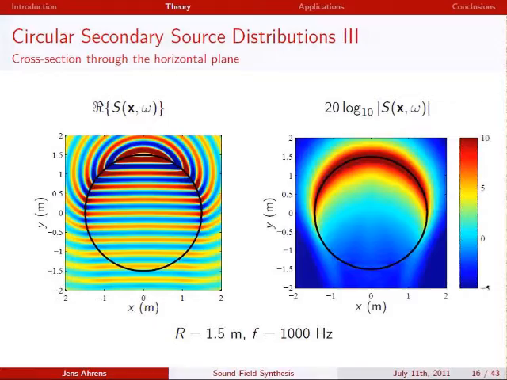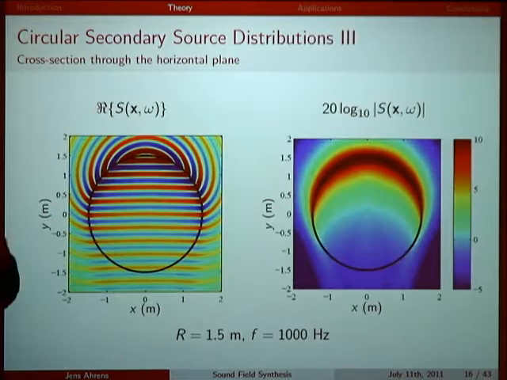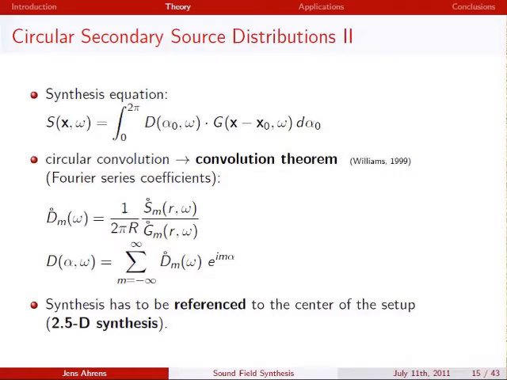Again, it's a top view. On the horizontal plane, we have the secondary source distribution indicated by the black circle. And you see the plane wave exhibits plane wavefronts, or at least straight wavefronts, in the horizontal plane. But it also exhibits a specific amplitude decay, which is very characteristic for this type of synthesis, which is termed 2.5-dimensional synthesis, because you have secondary sources with a three-dimensional transfer function, but you aim at synthesis in a plane, and since it's something in between a two-dimensional and a three-dimensional problem, you term it a 2.5-dimensional problem.